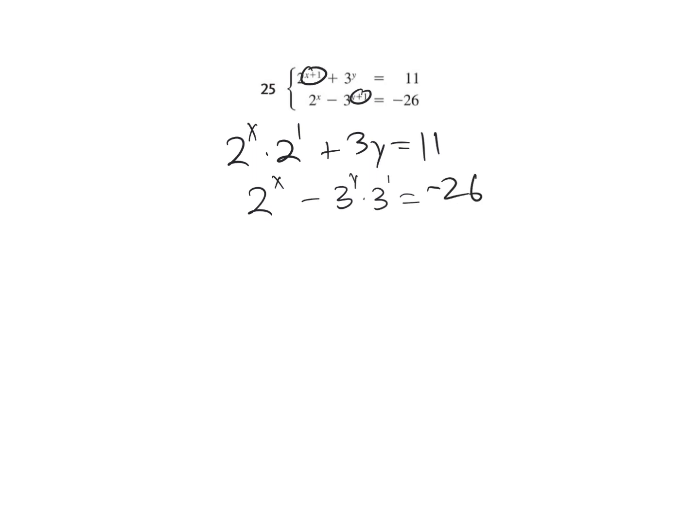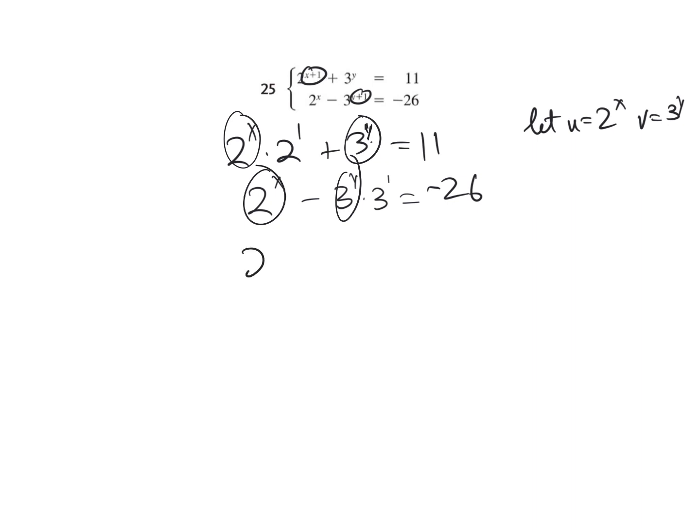And here's what you want to do. This is 3 to the y. So we're going to let u equal 2 to the x and v equal 3 to the y, because they're the same in both equations, okay? So if we do that, that becomes 2u plus v equals 11, and u minus 3v equals negative 26.